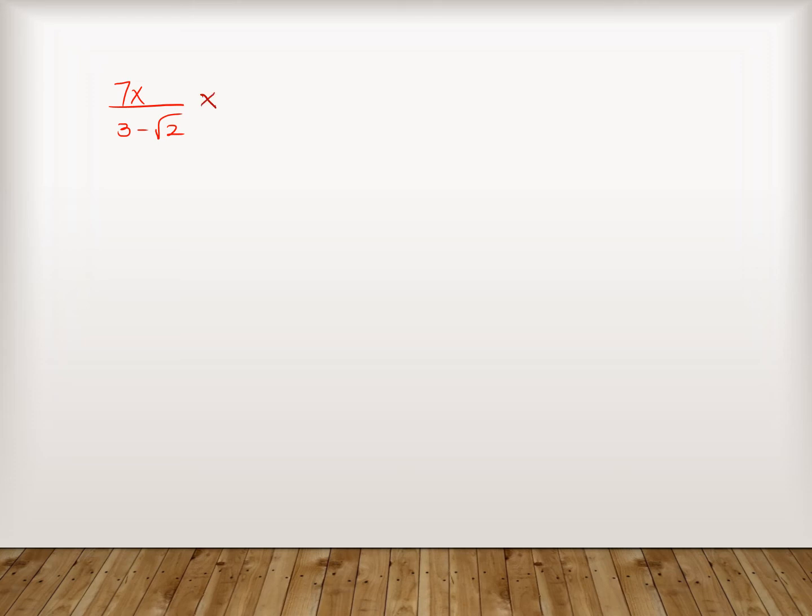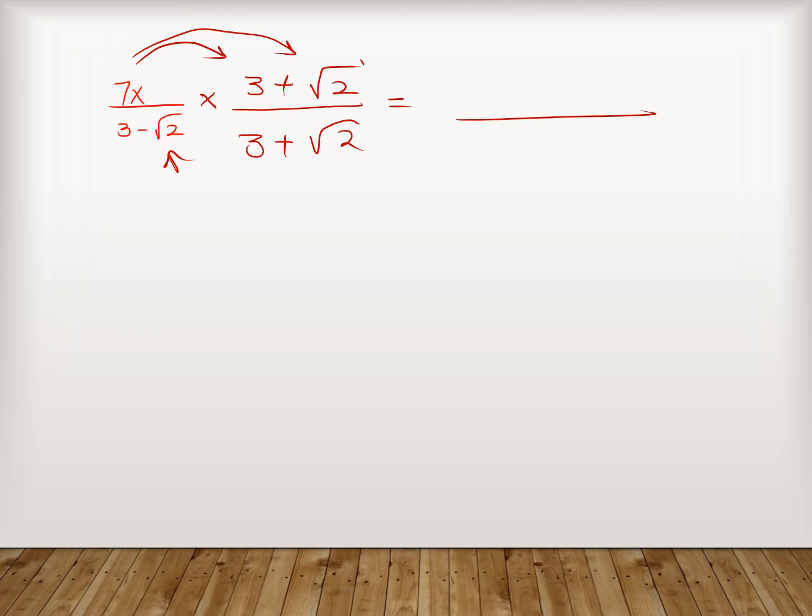The first step: multiply and divide with the conjugate of the denominator, and in this case it will be 3 plus square root of 2. Whatever you write on the top, you have to write the same thing in the denominator. Now open the bracket by using the distributive property. So 7 times 3 gives you 21x, plus 7x times the square root of 2, you will get 7x square root of 2.